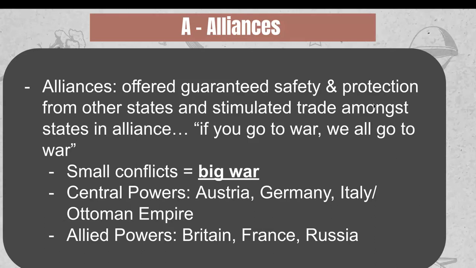Specifically in World War I, we are going to see the Central Powers and the Allied Powers. These are alliances between these groups. So we're going to see Austria, Germany, Italy, and the Ottoman Empire join together. And then on the Allied Power side, there will be Britain, France, and Russia.